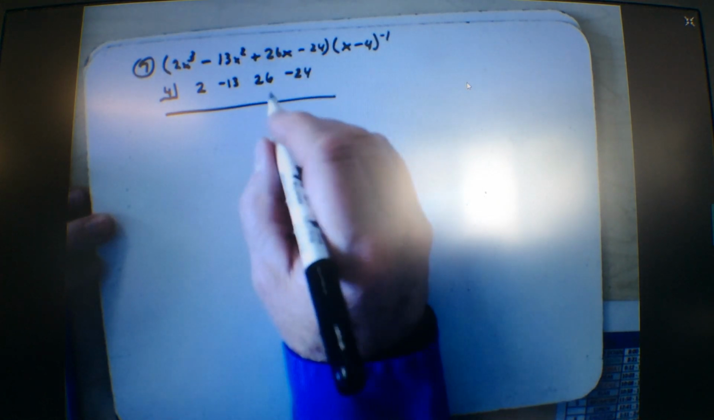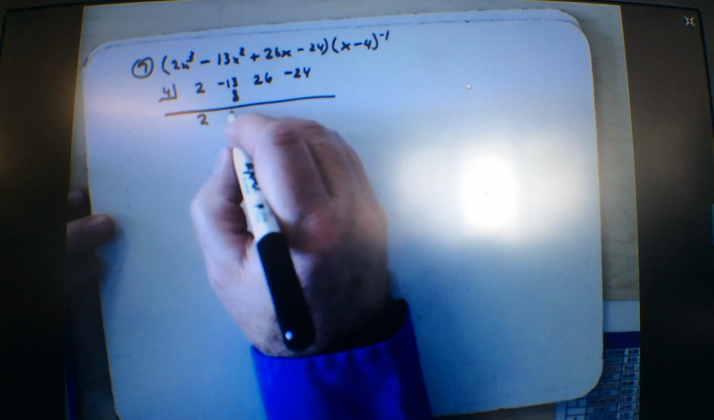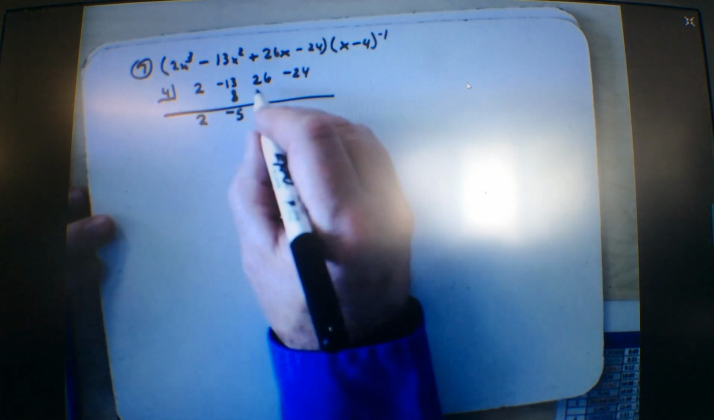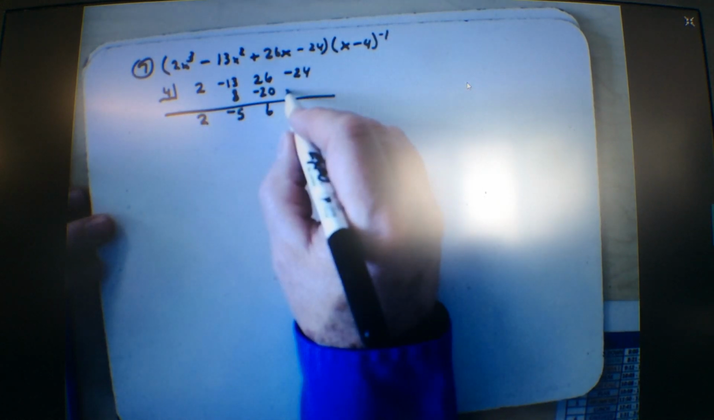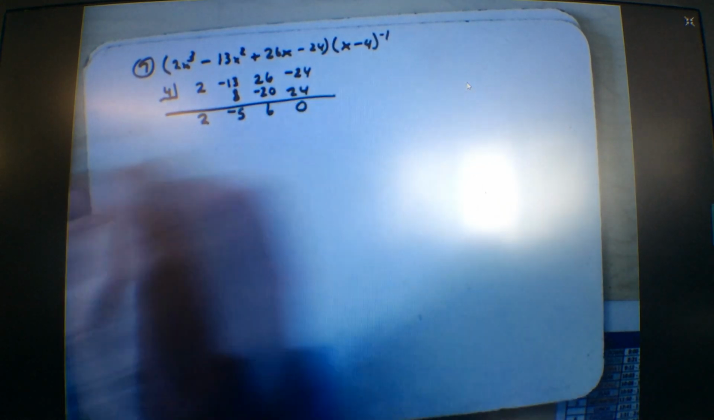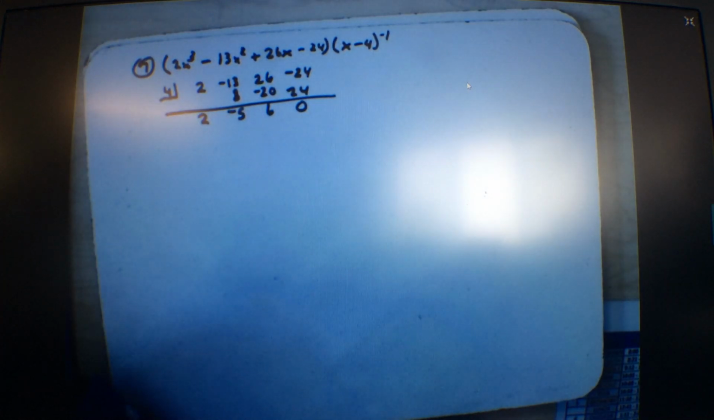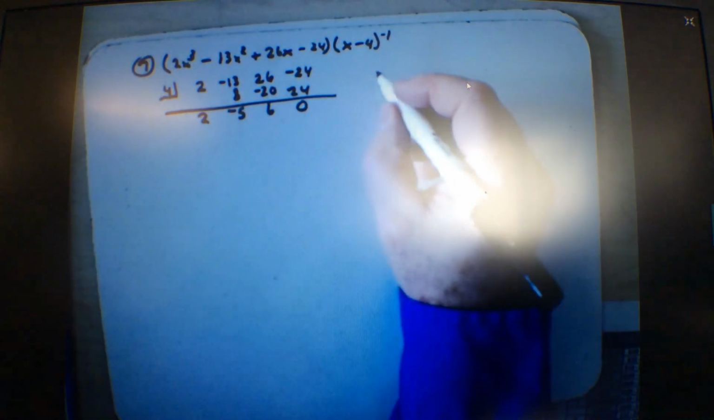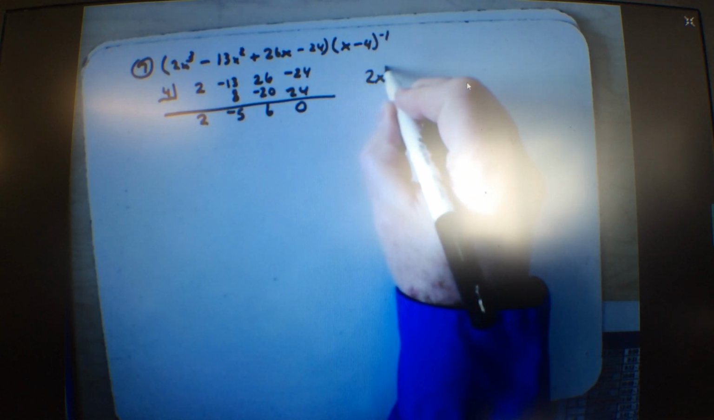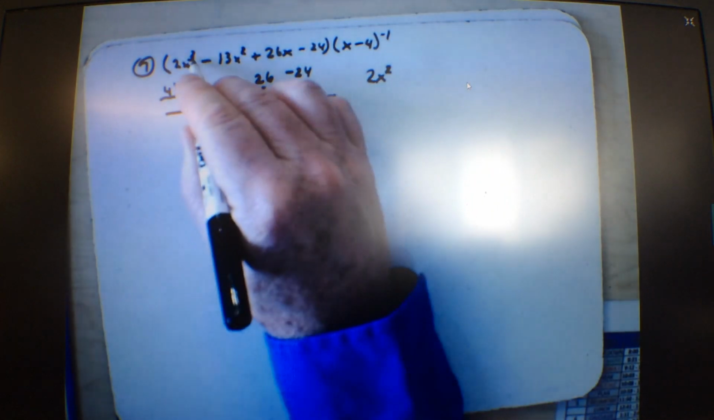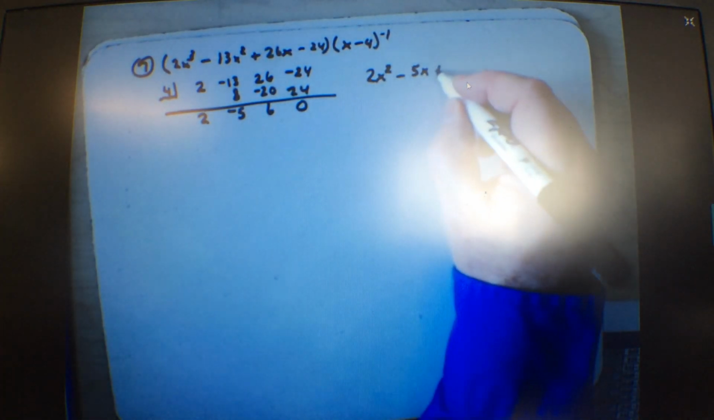All over. Okay, so we bring down the 2, correct? 2 times 4 is 8. We add it there, negative 5, and 4 is a negative 20. That would be 6. 6 times that is 24. Oh, this one comes out even, right? So if you wanted to write this out, the answer, what would it be? 2x to the 3rd, squared, one you go left down, one. Yep. Minus 5x plus 6.